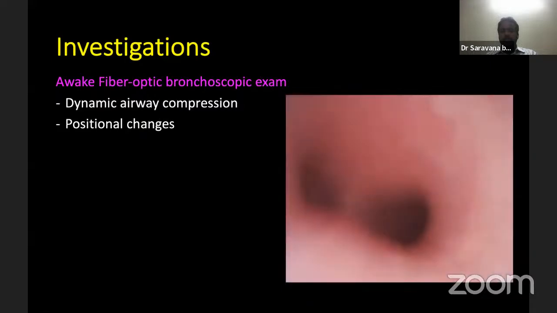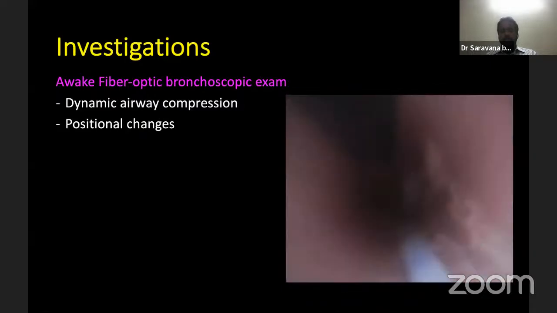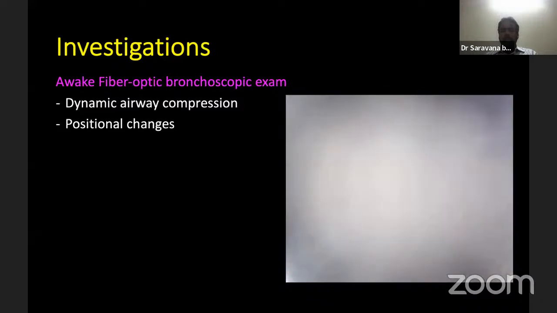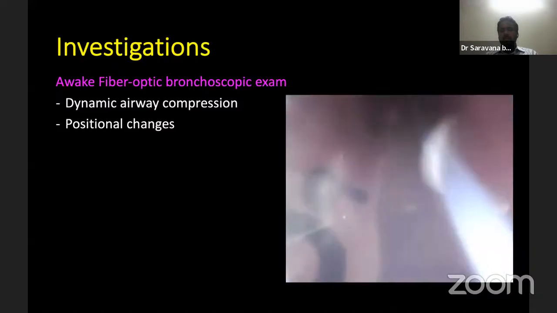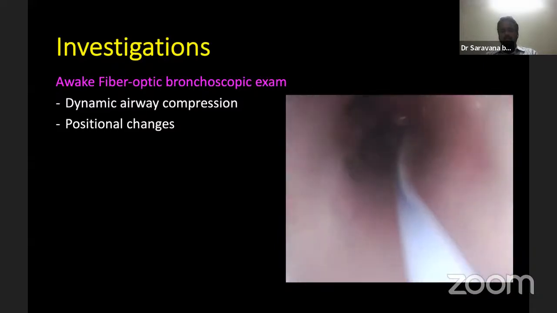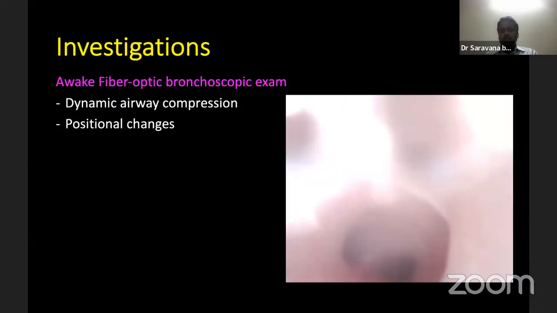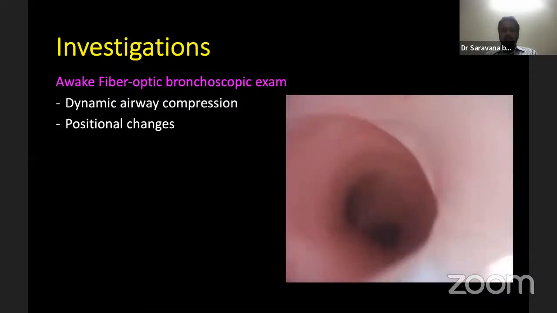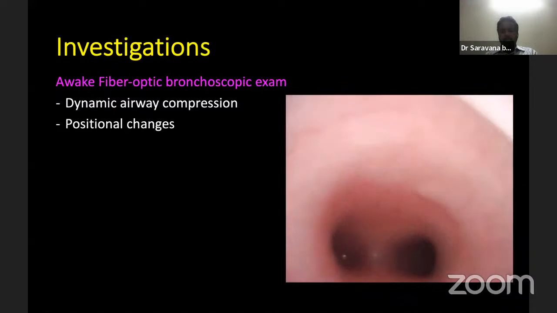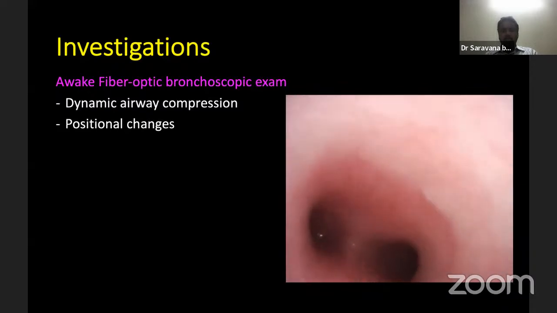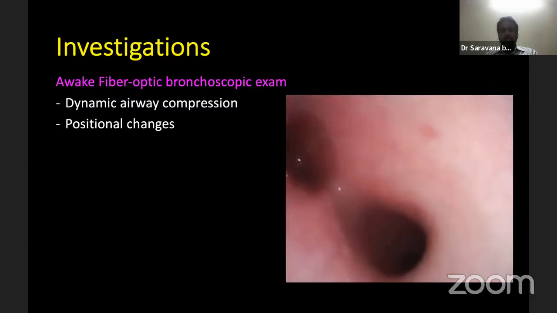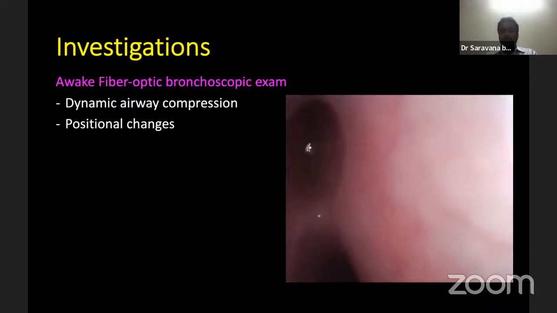So in this aspect, you can directly evaluate the dynamic airway compression, whereas the CT will give you only static imaging, but dynamic airway compression can be evaluated with the fiber optic bronchoscopy examination. But it is very difficult to do in a patient with symptoms of dyspnea and stridor, all those things. But it is described as one of the good investigations to evaluate the dynamic airway compression.